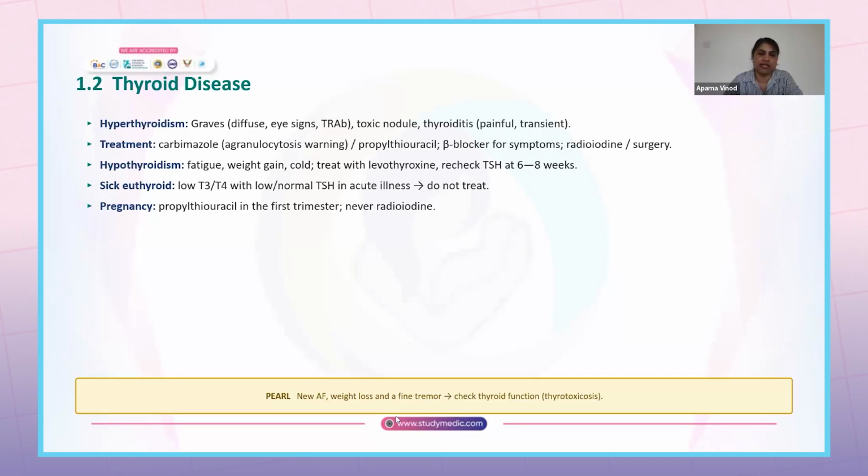And in pregnancy, always remember, never radioiodine. Even if the patient is living in a house where there could be people of childbearing age, we try to give warning. So it is never radioiodine. Propylthiouracil will be given in the first trimester, and she will be changed to carbimazole in the second trimester.